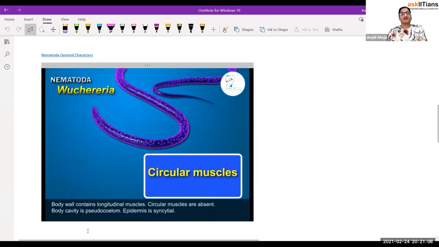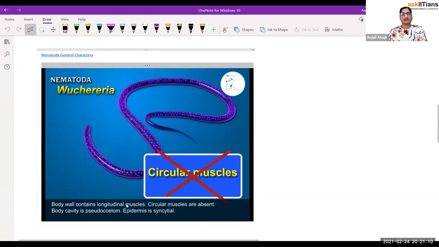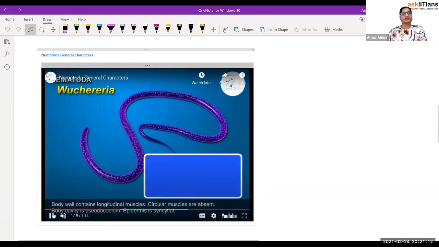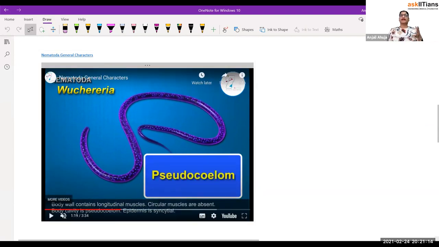The body consists of longitudinal muscles. Circular muscles are absent. Body cavity is pseudocoelomate. Epidermis is syncytial. Now guys, that's what I'm saying: epidermis is syncytial. Syncytial means multinucleated. It has many nuclei.